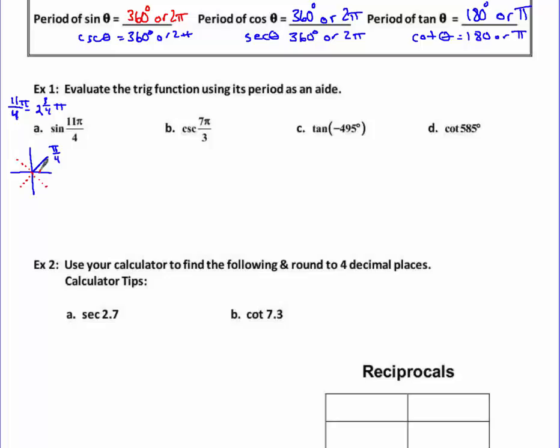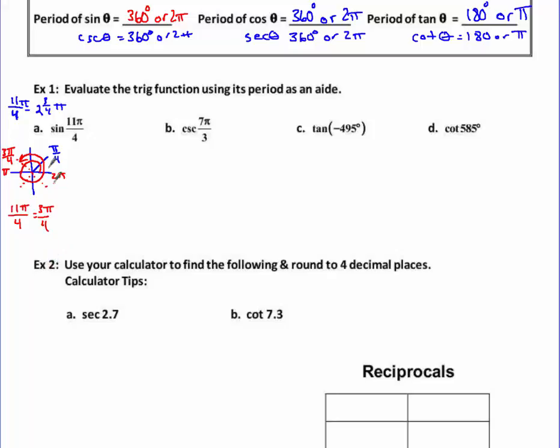So if we start here and we do 1 pi over 4, 2 pi over 4s, 3 pi over 4s, 4 pi over 4s, now we've made it around to 1 pi because it was 4 pi over 4s. Then 5, 6, 7, 8 pi over 4 gets us to 2 pi. But we're going to go 9 pi over 4, 10 pi over 4, 11 pi over 4, and we're going to end right there. And that is, on our unit circle, 3 pi over 4. So 11 pi over 4 matches up to 3 pi over 4.